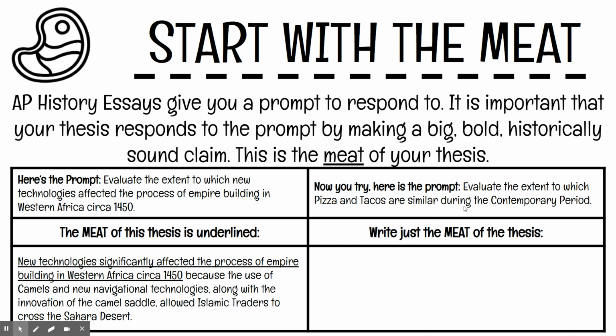And now you could have written the meat of your thesis one of three ways. You could have said that pizza and tacos are more similar than they are different. You could have said pizza and tacos are more different than they are similar. Or you could have said pizza and tacos are both similar and different. Now, you could have put a period after that, and that would have been the meat of your thesis, or you could put a comma like I would have done in my thesis here.